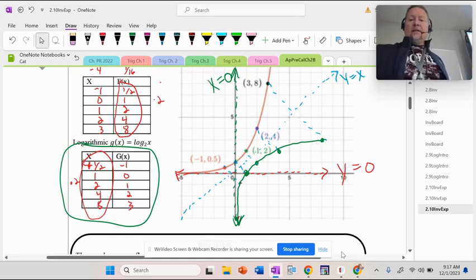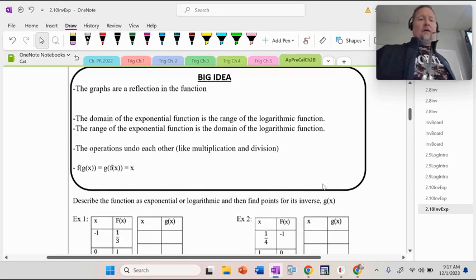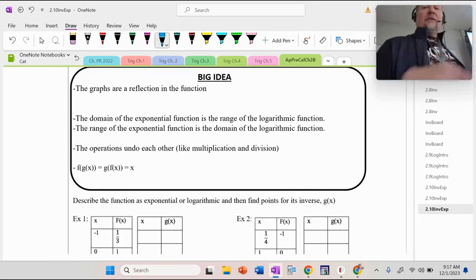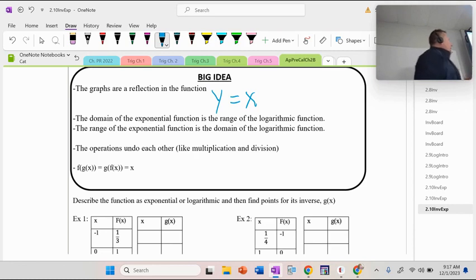Okay, I'll hide this real quick. And then I have to write this stuff. This is mostly done already. That's why I wrote this in blue, and I'm going to write it in blue. The graphs are reflections in the line y equals x because they are inverses of each other. We're going to make that connection as we move forward.